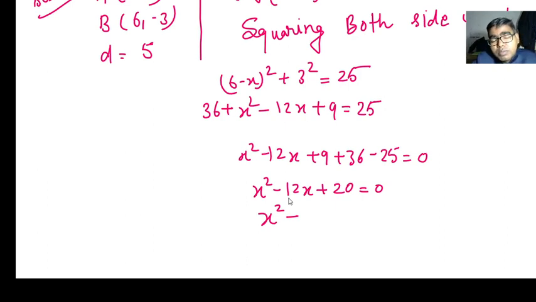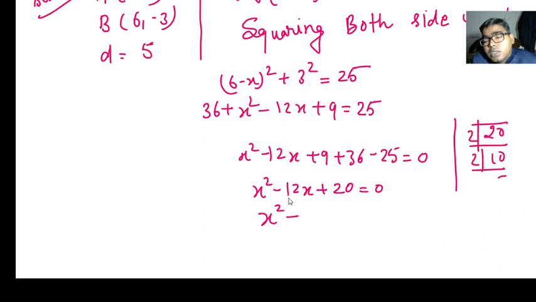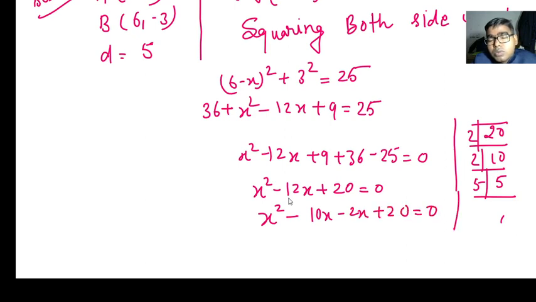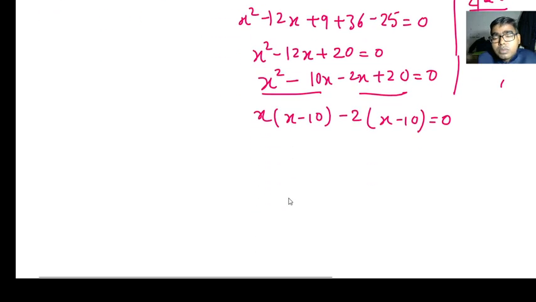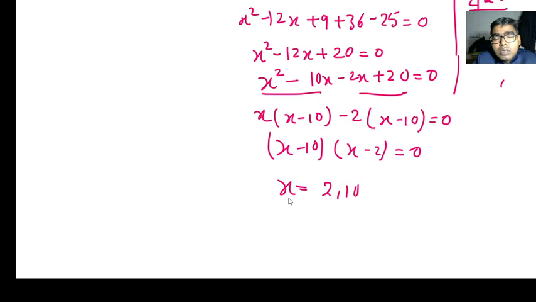Now solve the quadratic equation by the factor theorem. We need two numbers whose product is 20 and sum is 12, so split the middle term: x square minus 10x minus 2x plus 20 equal to 0. Make two pairs: x(x minus 10) minus 2(x minus 10) equal to 0. Then (x minus 10)(x minus 2) equal to 0. So the value of x is 2 and 10.